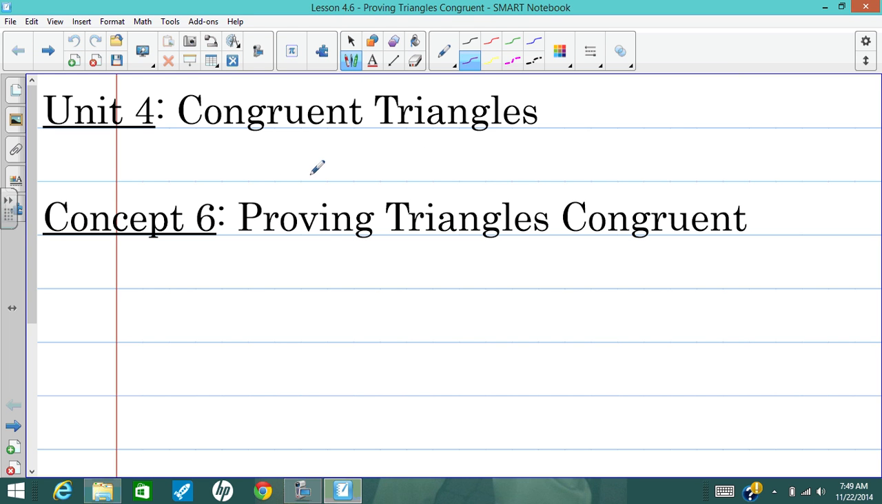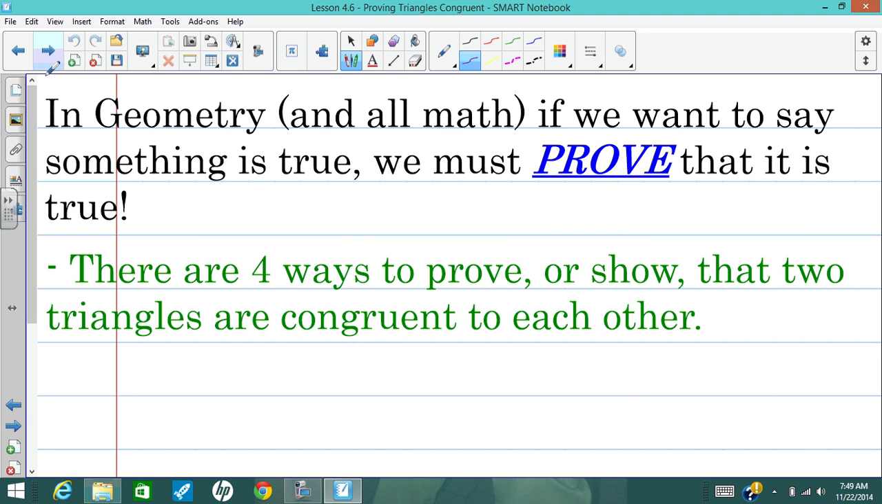Hey, all, we're going to talk about proving today that triangles are congruent. So in geometry, if we want to say that something's true, then we must do something which is called proving it to be true. And when we're talking about two triangles being congruent, if we want to show or prove that they are congruent, then we have four special ways.